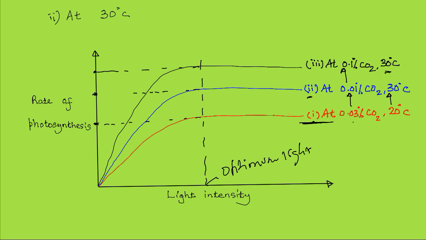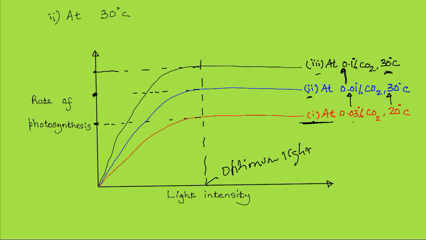Like in this particular case, in curve 1, you can see the rate is limited because of the low carbon dioxide and relatively low temperature. By increasing the temperature and also increasing the CO2, the rate increases substantially in curve 2. In curve 3, by increasing the CO2 level, the rate will also increase substantially.